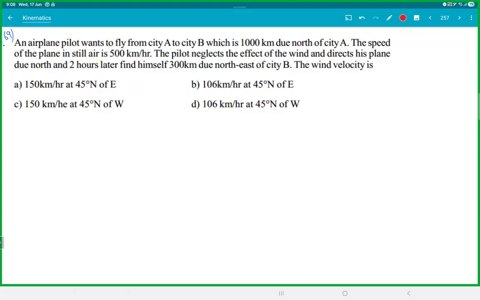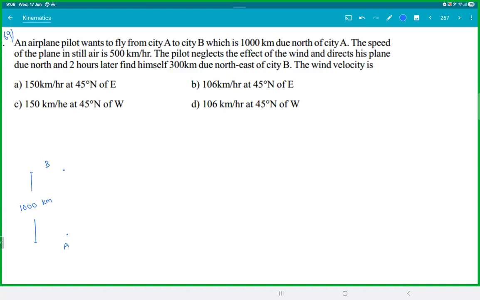Okay, let's understand the story there. So this is very important when you're a pilot, right? And you're going in a plane and there is a wind blowing. So you want to go from A to B. So let's draw the picture. You want to go from A to B. The city is 1,000 kilometers exactly on the north.